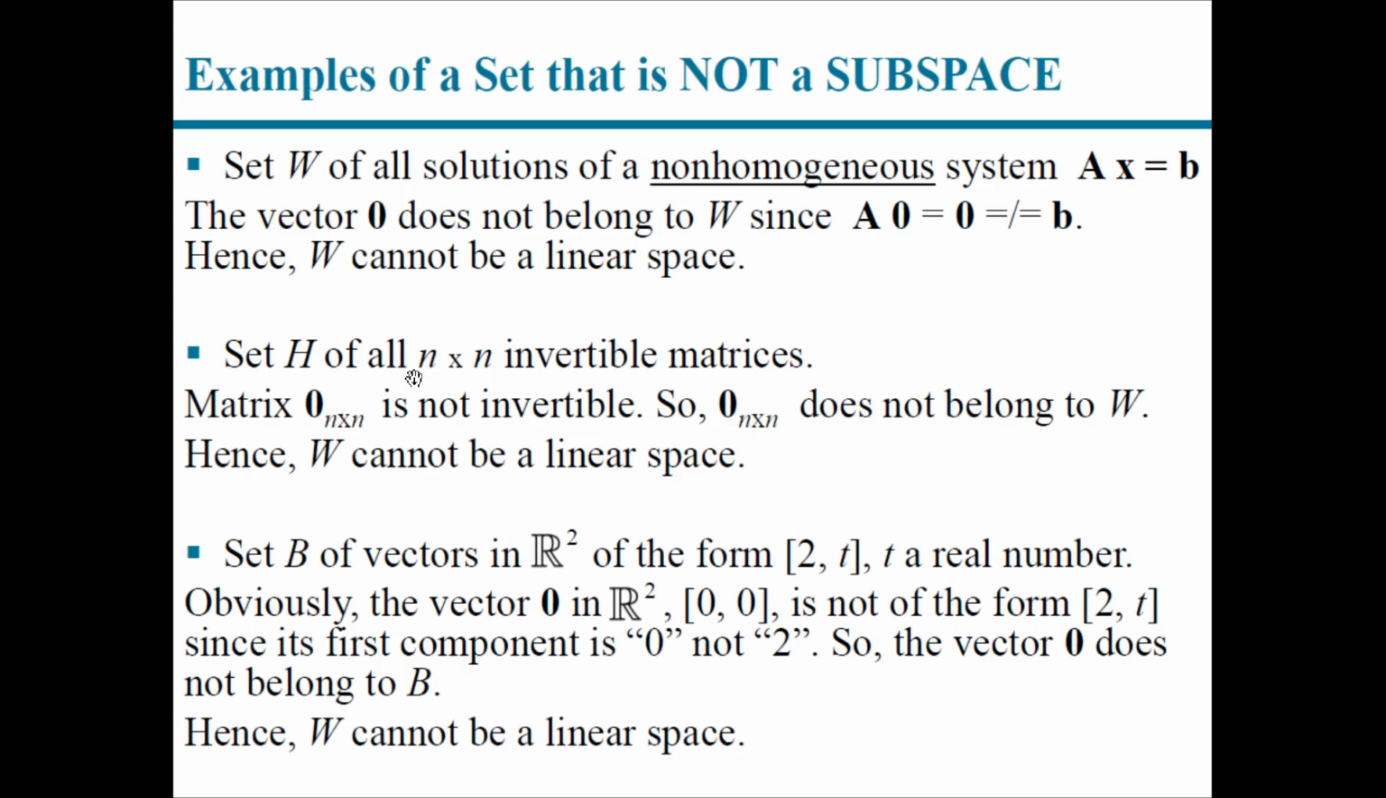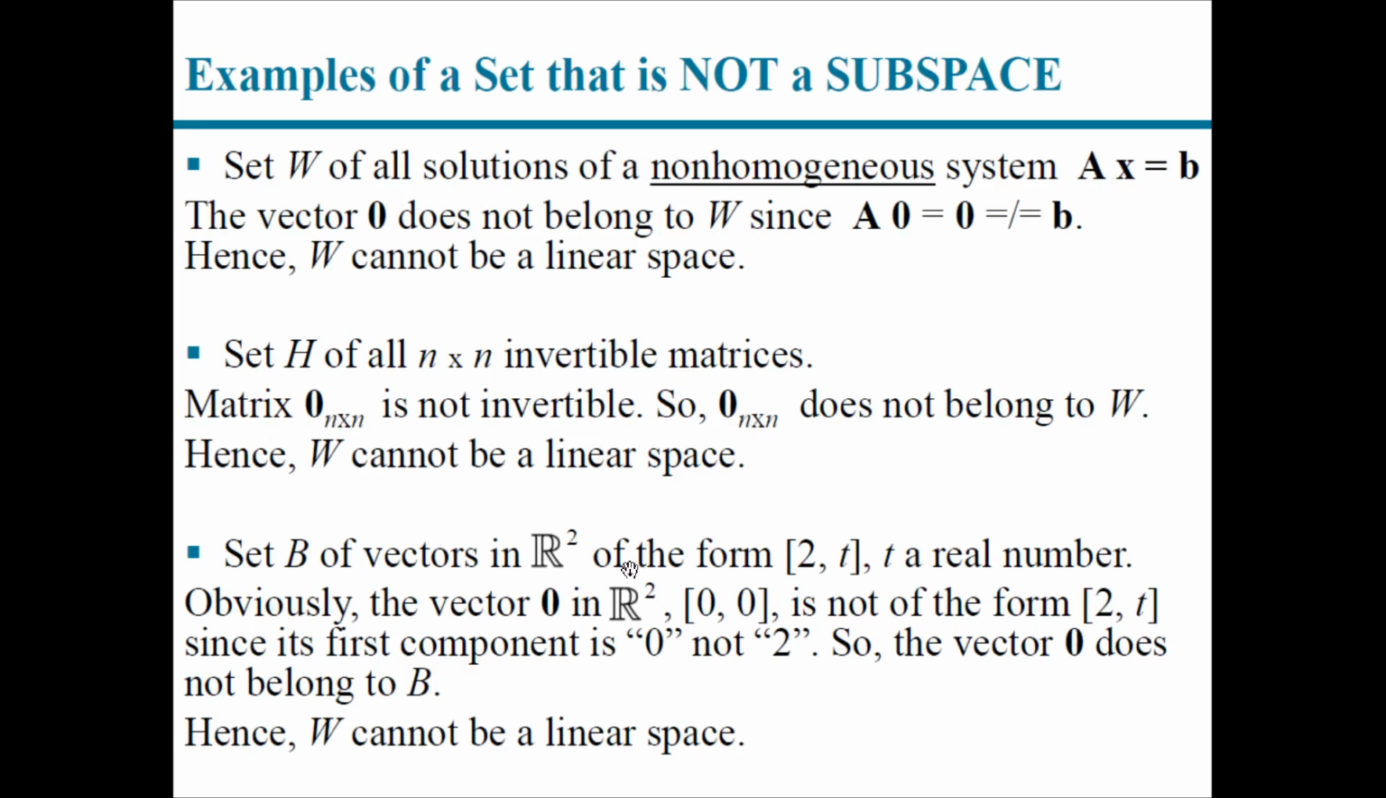If I have n by n matrices that are invertible, that's a set of matrices, they are special, they are invertible. This does not form a linear subspace of n by n matrices. Why? Well, again, the square zero matrix is not invertible. So the matrix 0 does not belong to the set of invertible n by n matrices. Therefore, the set of those matrices cannot be a linear subspace, obviously.